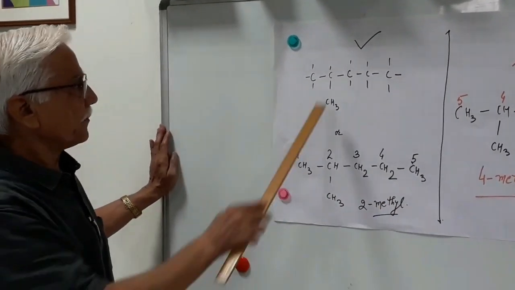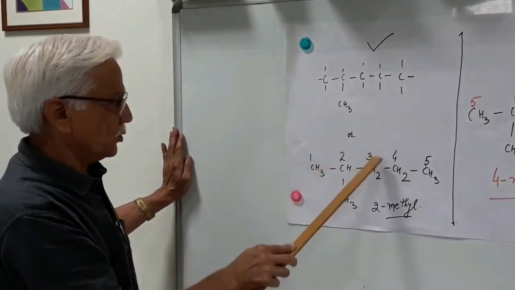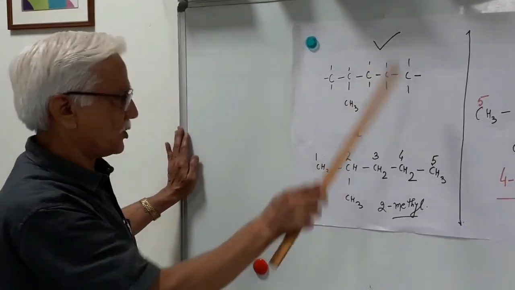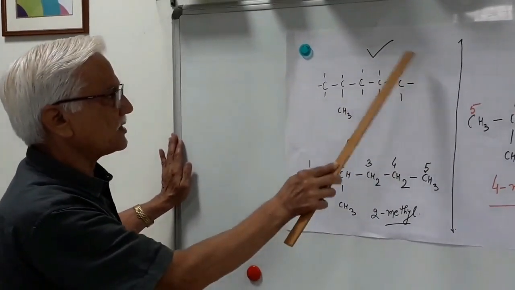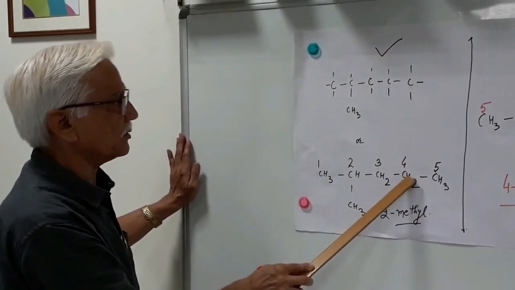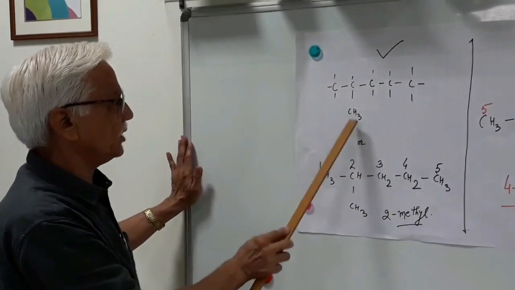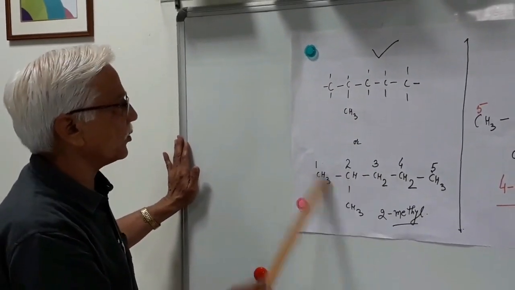So CH3, CH2, CH2, CH2, CH2, CH3. These are 3 hydrogen atoms. These are 2 hydrogen atoms, so CH2. These are 2 hydrogen atoms, so CH2. This is 1 hydrogen and 1 methyl group. This is an alkyl group.